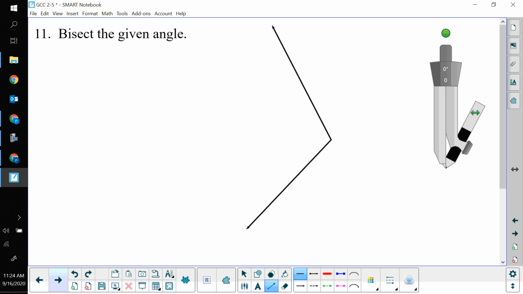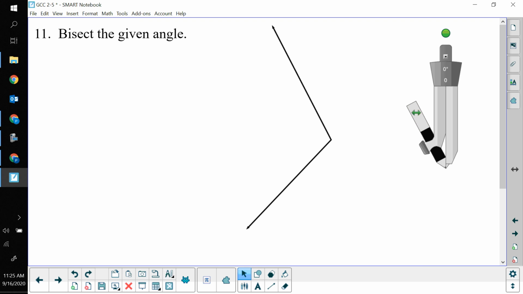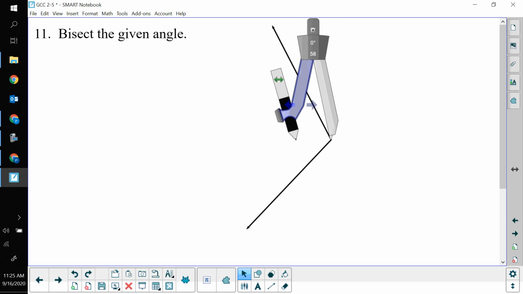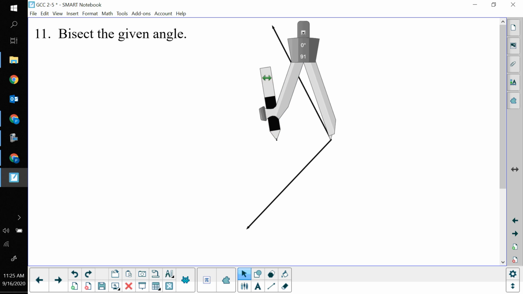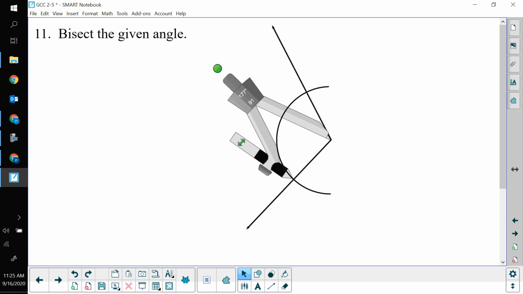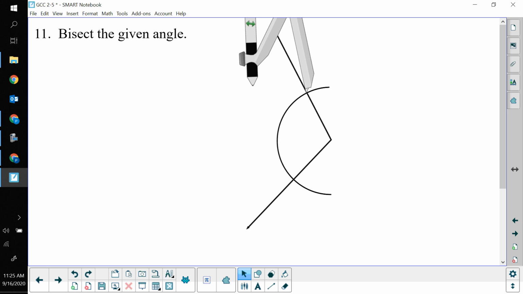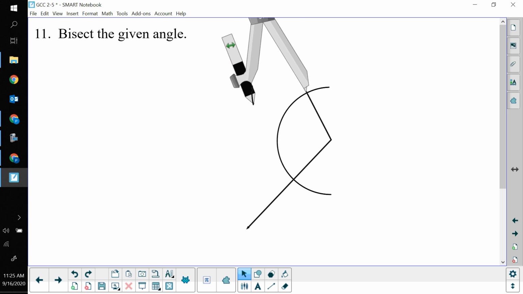So one last time practicing this one, we'll put our point on the vertex. As a reminder, as we're doing these, if I'm going too fast, just pause the video after each step that I show so you have some time to do it. So point on the vertex, I'm going to make a convenient arc. By that, it's meant any size arc you want. I'll go to one intersection point.